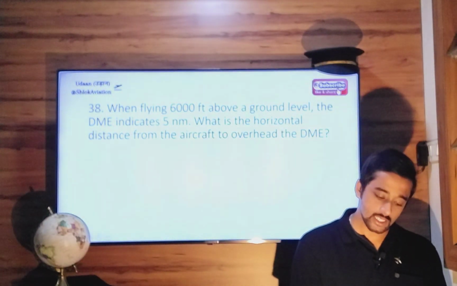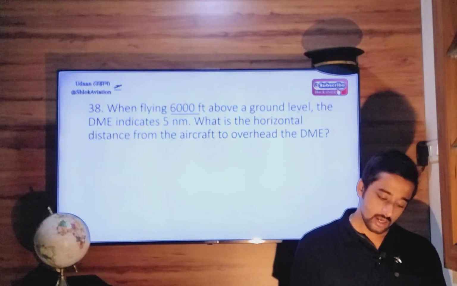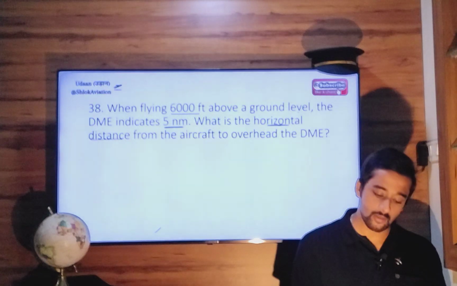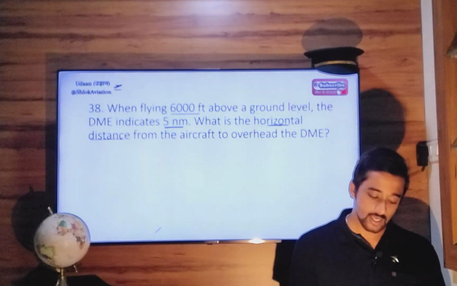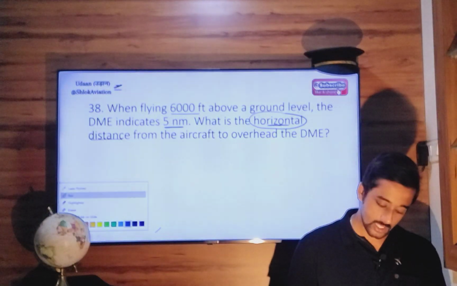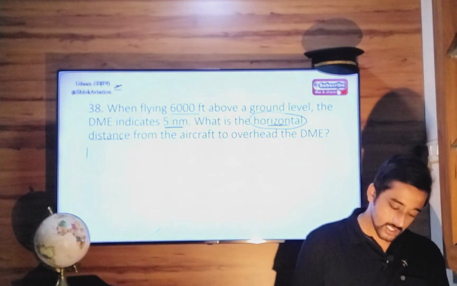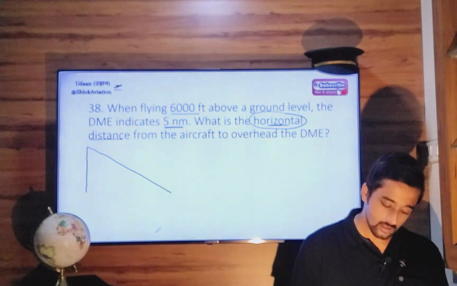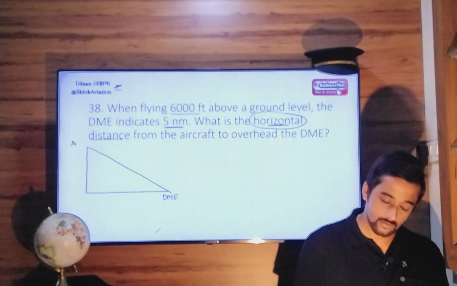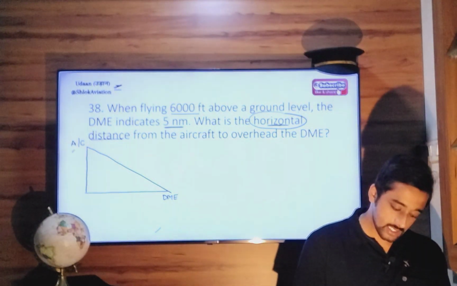38. When flying 6,000 feet above ground level, DME shows 5 miles. What is the horizontal distance from aircraft to the DME? So here we have to find out horizontal distance. Pay attention to the question. So this is the triangle. Here is your DME. Here is your aircraft. 6,000 feet.